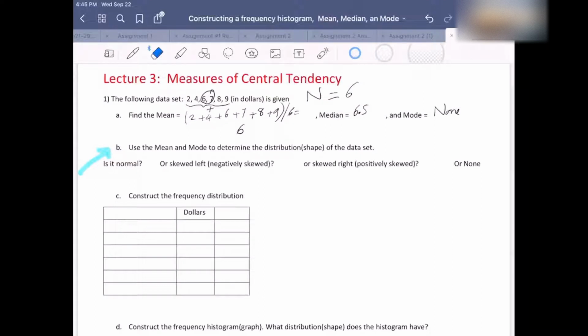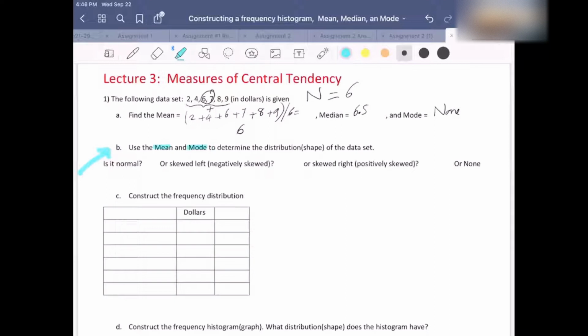So in this problem, they ask you to use the mean and the mode to determine the shape or the distribution of the data set, whether or not it is normal, skewed, and if it's skewed, then left or right, or none. So can you type in the answer for me? What is your guess? It might not be correct, that's fine, because we're going to find the more accurate answer later to see if your answer is correct.